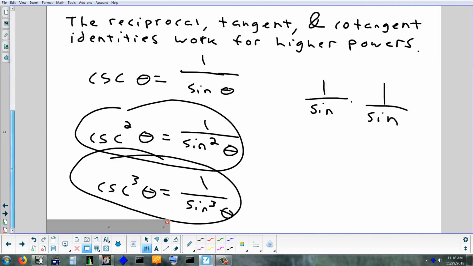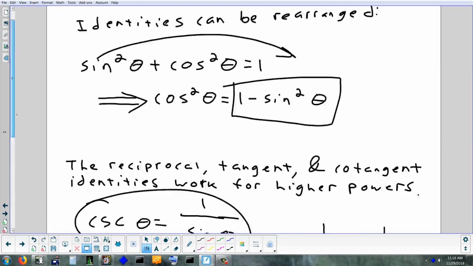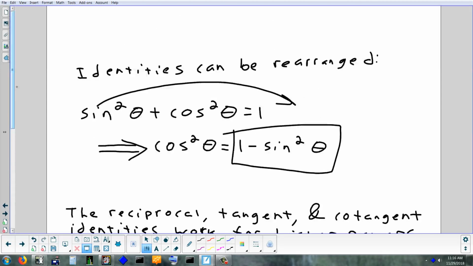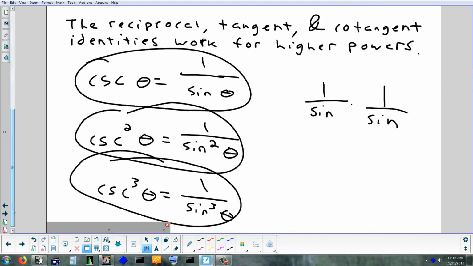This and this, they're not new identities. It's just the basic identity to a higher power, so it's not really considered something new. Any question on that idea? Either rearranging, which you're not going to have to worry about for Pythagorean identities on this test, or raising to a higher power. In general, the powers don't get that high. When we start rearranging things, exponents of 2 are about as high as we get. If the exponents get much higher, it gets really hard.